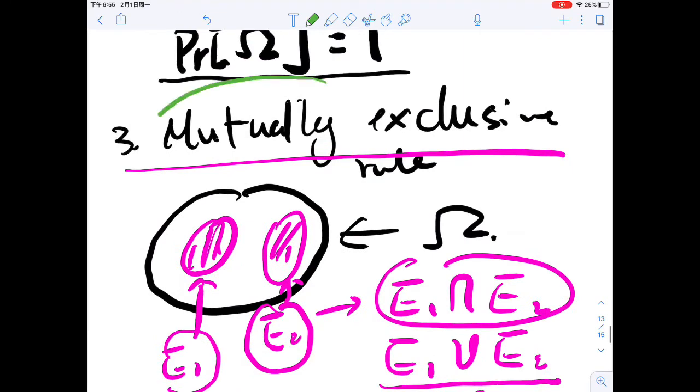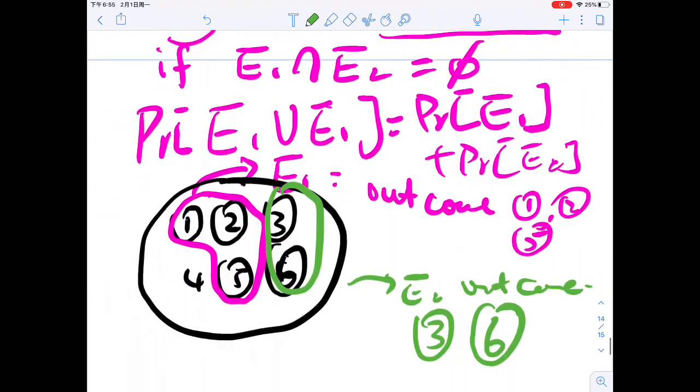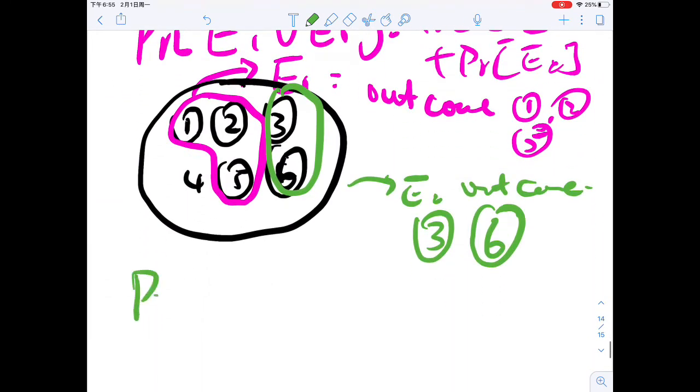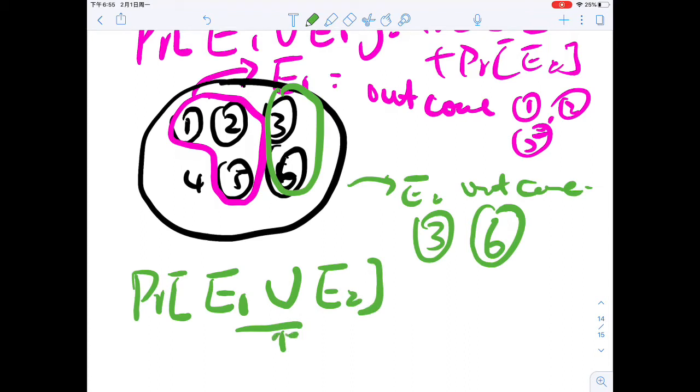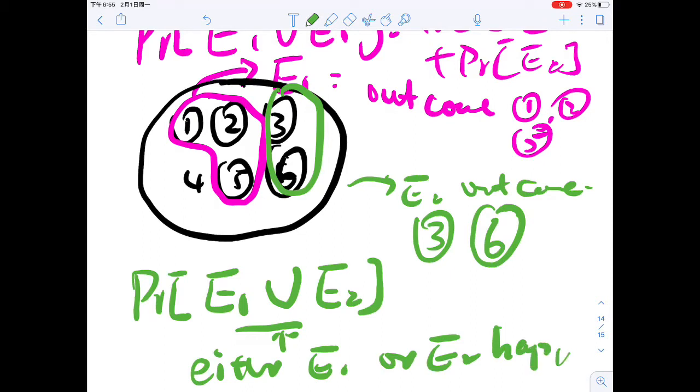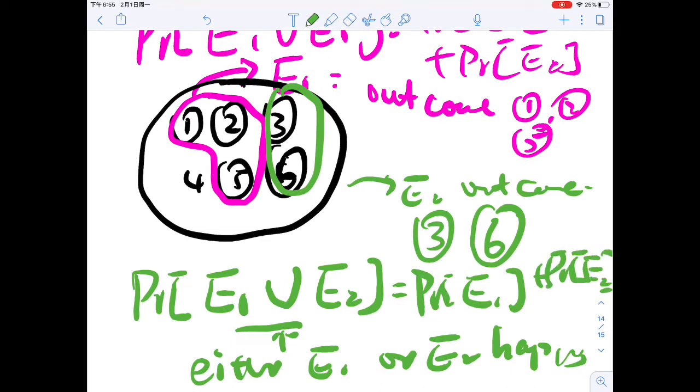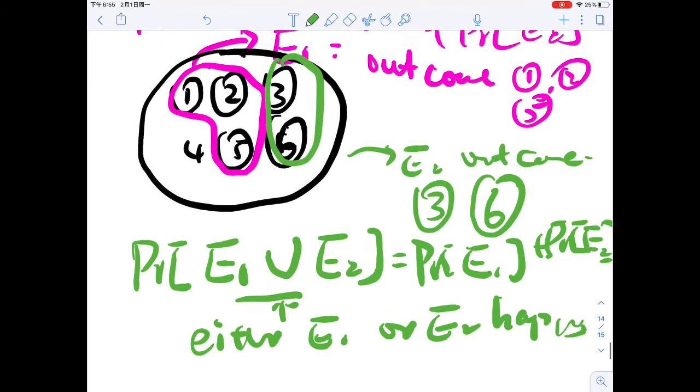So the third statement, the mutually exclusive principle, basically says: what if I compute the probability that either event 1 or event 2 happens? In English, this is either event 1 or event 2 happens. This should not be surprising. It should be the probability of event 1 plus the probability of event 2. You can even verify that on the fly.